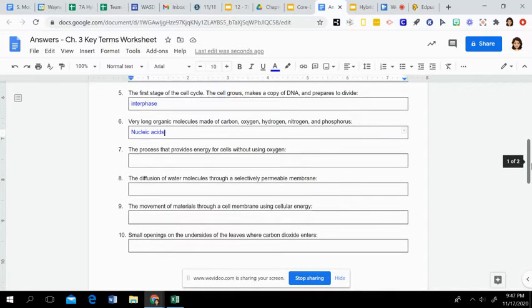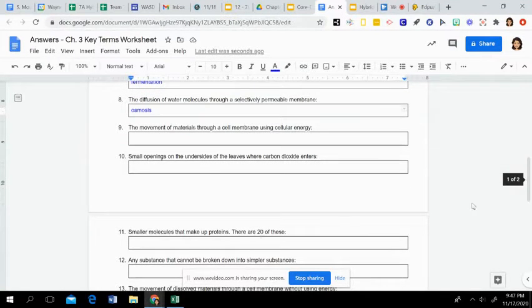Seven, the process that provides energy for cells without using oxygen is considered fermentation. 8, the diffusion of water molecules through a selectively permeable membrane is osmosis. And please make sure you distinguish between the difference between osmosis and diffusion. Osmosis is a type of diffusion that happens with water molecules. We will get into some different labs and activities as well about these later on, so it is important to remember these.